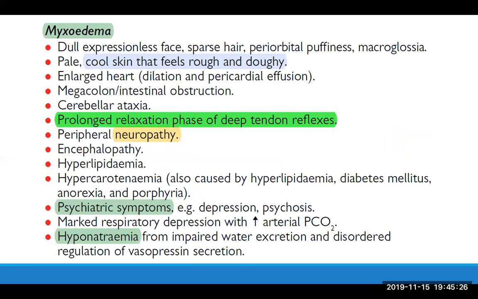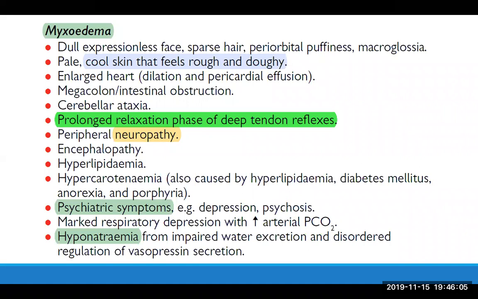Myxedema has a dull expressionless face and sparse hair. Myxedema is hypothyroidism, but pretibial myxedema is a pathognomonic sign for Graves' disease. You must differentiate between them. In myxedema or hypothyroidism, there is periorbital puffiness and macroglossia, and don't forget that the skin is pale and cool, and feels rough and doughy. There may also be an enlarged heart with dilatation and maybe pericardial effusion.